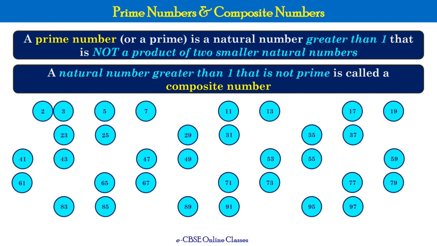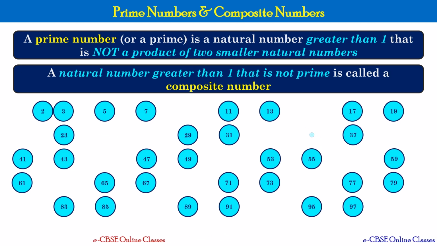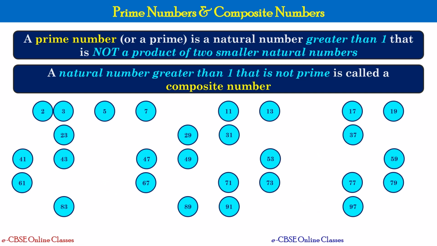So that leaves the next number, which is 5. Again, it is divisible only by 5. So that's a prime number. We need to remove all the multiples of 5. So the multiple of 5 that is left here is 25. Remove that. 35. Remove that. And similarly, I'm removing all the multiples of 5.